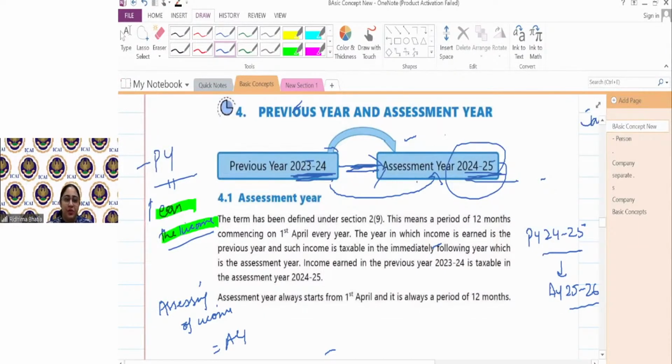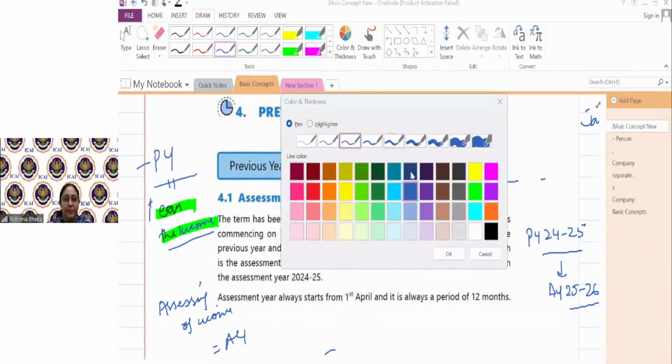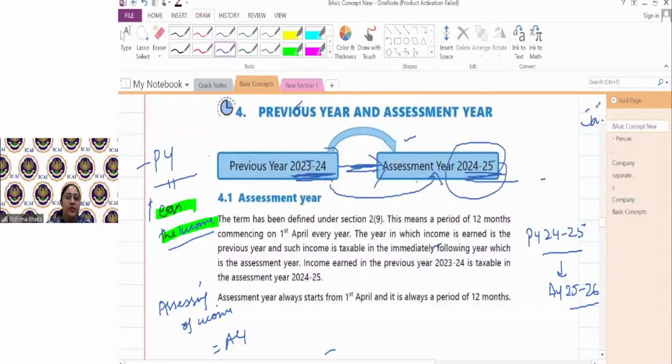So why do we call this term a previous year? Because the income assessed in the assessment year is for the immediately preceding year, so we call that term previous year. So when I'm talking about previous year 23-24, or when I'm talking about assessment year 24-25, I am technically talking about the income earned in the same era, which is 23-24.